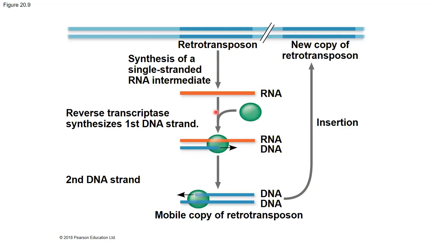For retrotransposons, a retrotransposon is basically transcribed into an RNA. Then this RNA is converted by the reverse transcriptase into a DNA-RNA hybrid. The RNA is used as a template to make a DNA strand, and this DNA strand is used as a template to make another strand. So now you have something like a cDNA. It's not cDNA, it's a double-stranded DNA copy. And now this copy will be inserted into a new place within the genome.